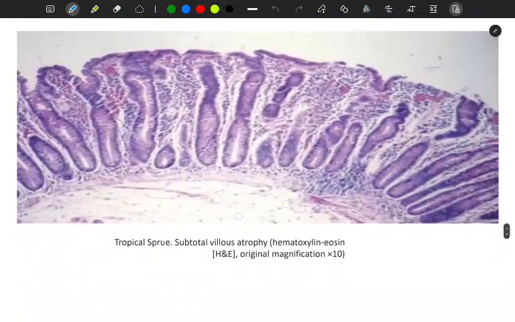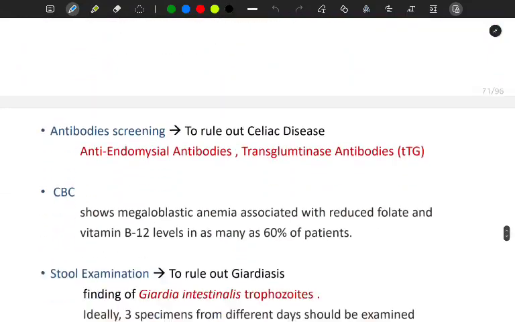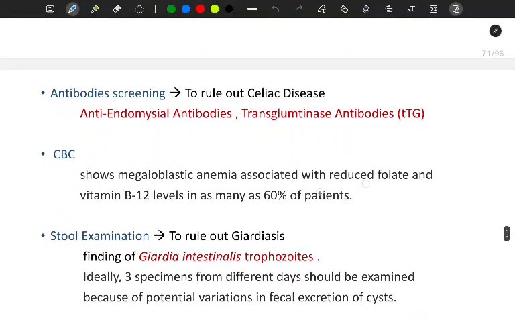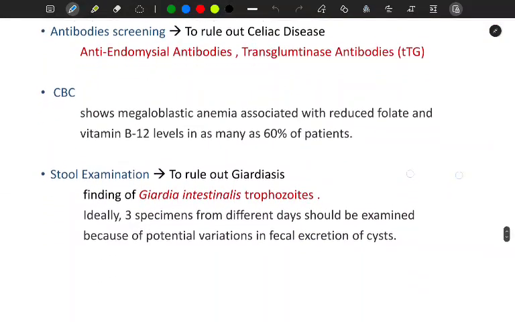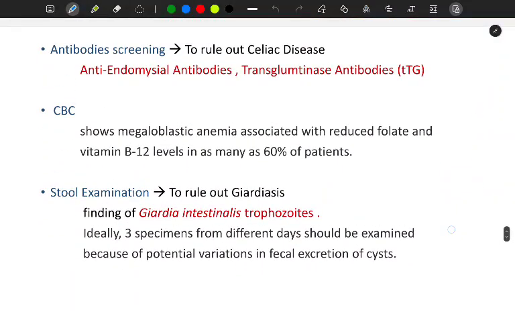Subtotal villus atrophy, unlike celiac where total atrophy is there. You do the workup the same as you are doing for celiac. Megaloblastic anemia associated with reduced folate and vitamin B12 occurs in as many as 60%. If a patient comes to you with megaloblastic anemia, and you send their blood, it might take 1 week to come back, and you need to treat them.